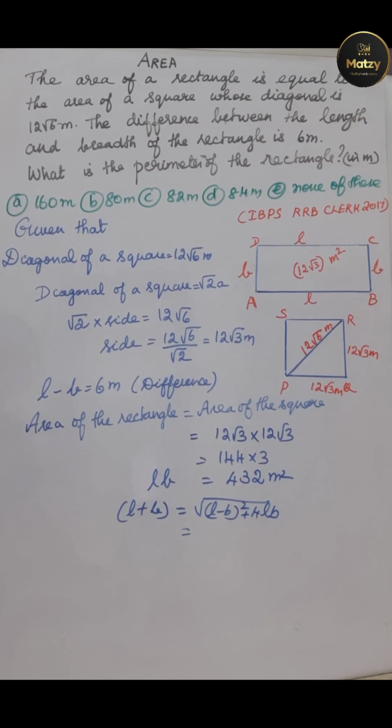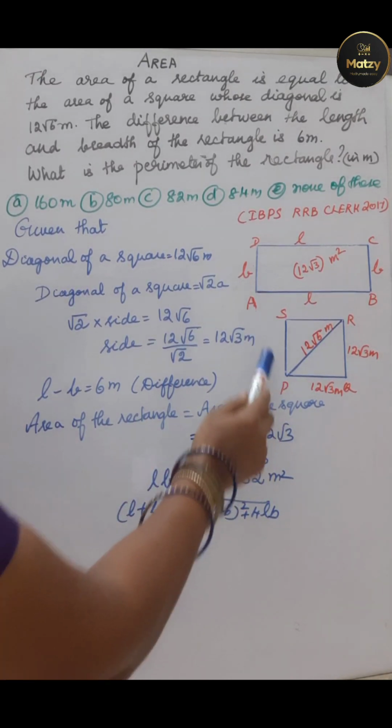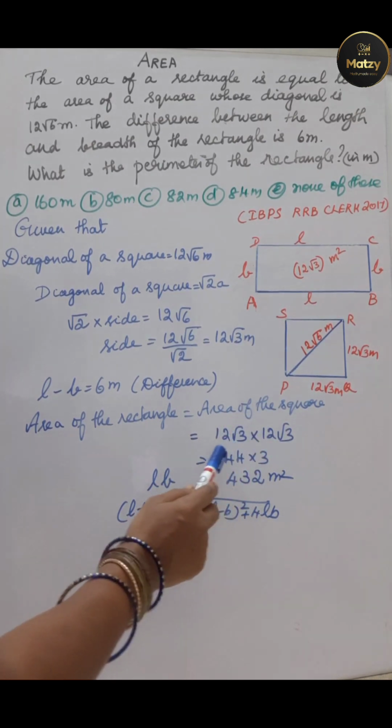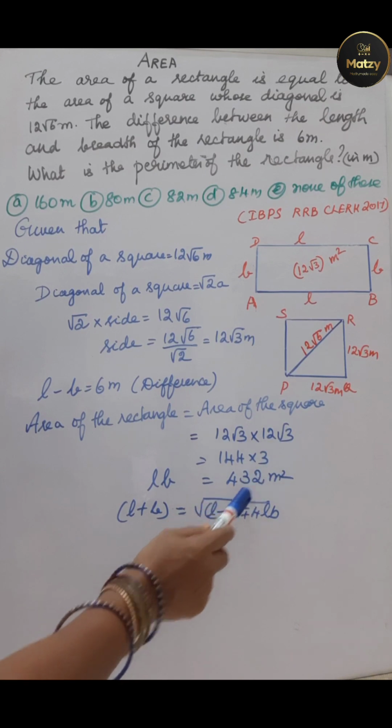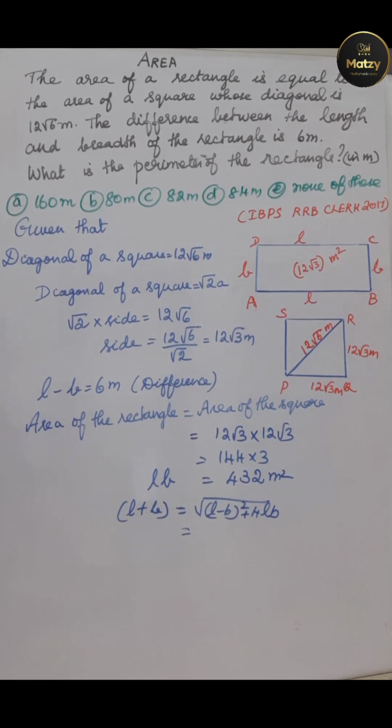What is the area of the rectangle? The area of the rectangle is equal to the area of the square. So 12 root 3 into 12 root 3. I got 144 into 3 as 432 meters square.